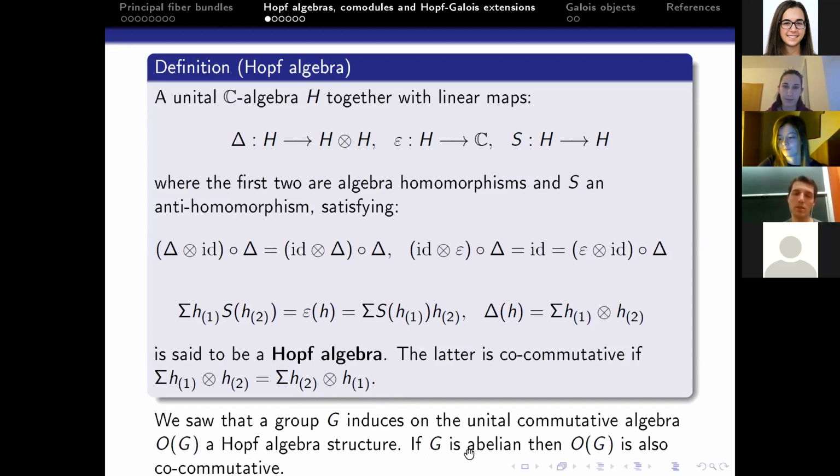Just observe that if G is abelian, then we have that OG is co-commutative, and the co-commutativity is written here. This coproduct is the same if taking the first tensor factor, the second, and the other way around.